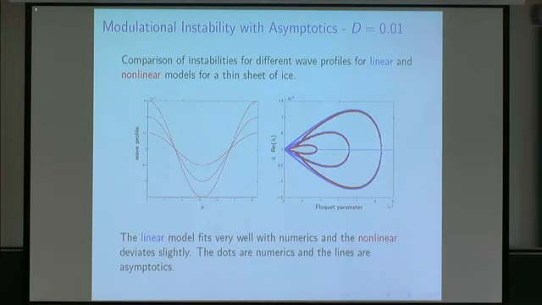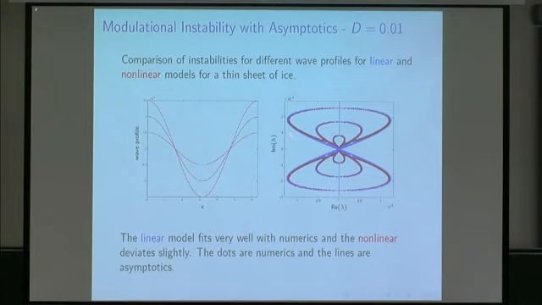The linear model is blue, the nonlinear model is red, and the innermost curve corresponds to the smallest amplitude solution, then you have a larger amplitude solution, and a larger one still. The dots are numerical solutions, and they lie right on top of the curves, so you can't even see the asymptotics. So the asymptotics predicted by NLS match very well with the numerics. For this particular regime, d equals 0.01, if you perturb your periodic solutions with a particular period determined by the Floquet parameter, you'll see that some of them are unstable.